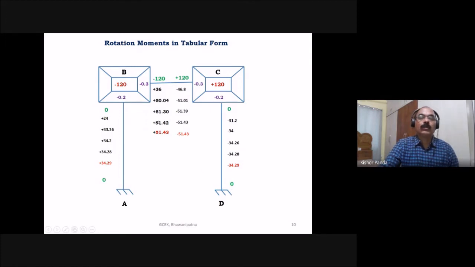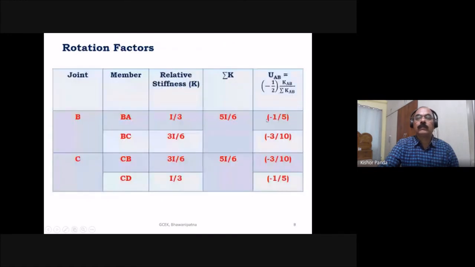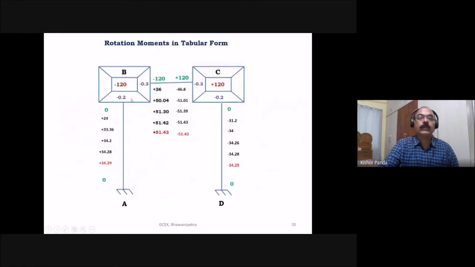Then you get the rotation factor. Here the rotation factor UBA is minus 1 by 5, which is equal to minus 0.2. This is BA, so in this trapezoidal block you write minus 0.2. For UBC you write minus 0.3. Then for UCB you write minus 0.3, and for UCD you write UCD.